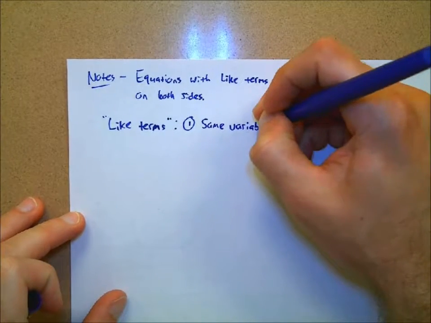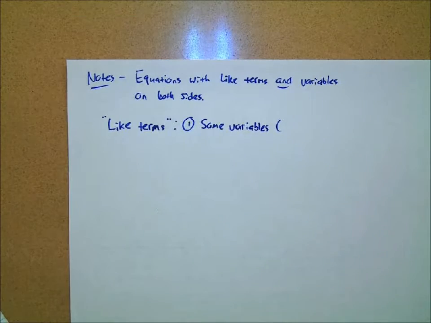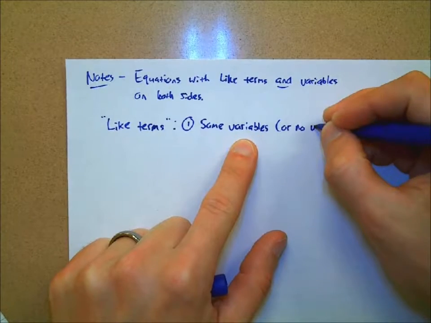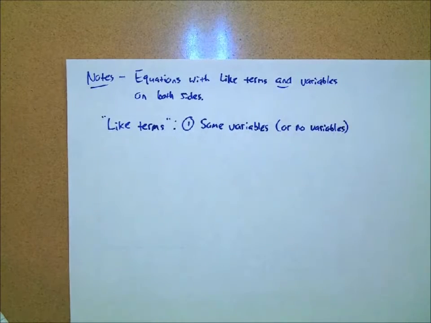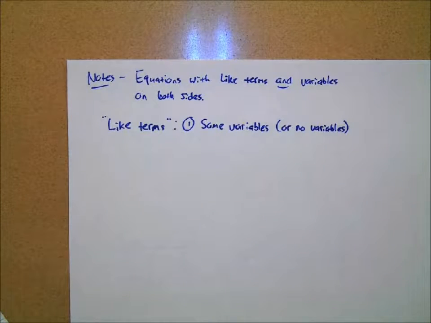We could also put in parentheses, because I know this is a very basic thing, but what about 2 and 3? Are 2 and 3 like terms? They don't have any variables, but they're both just numbers. So we can say same variables or no variables. Sometimes it's just numbers. Is that enough to have like terms if they're just the same variable? What do you think?